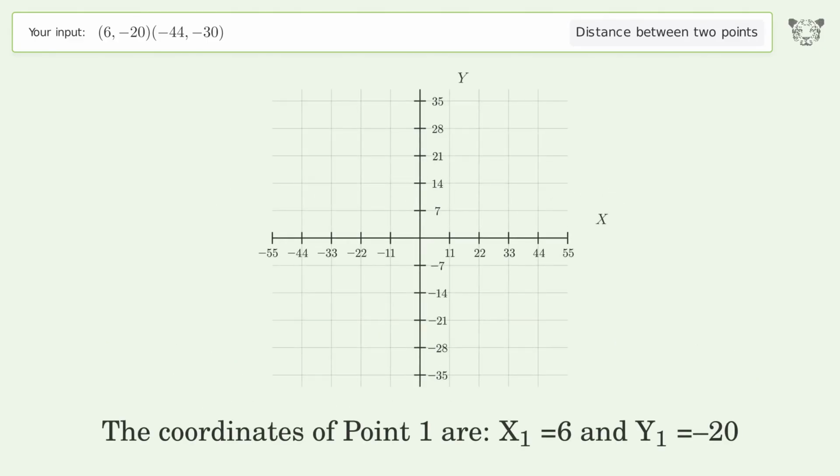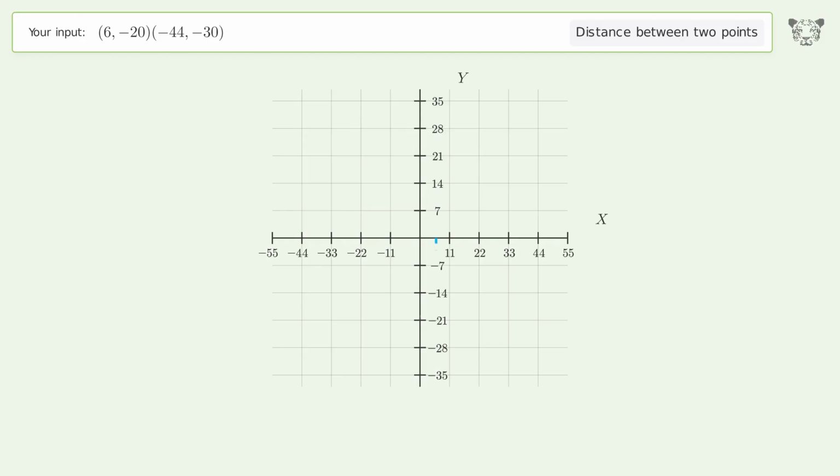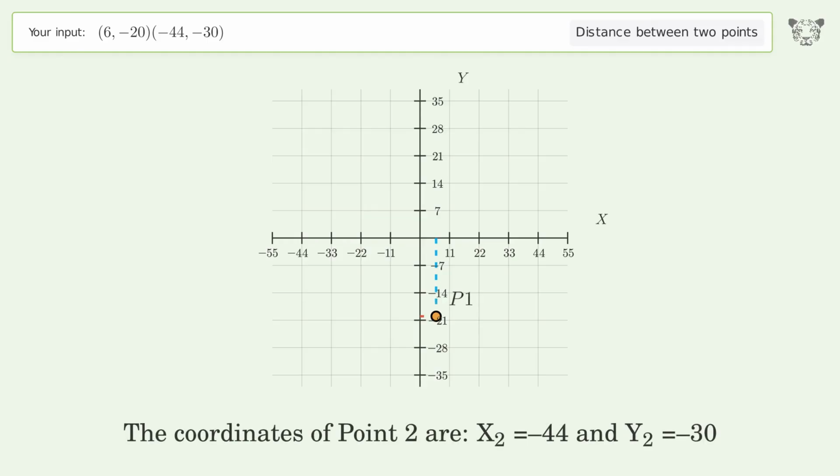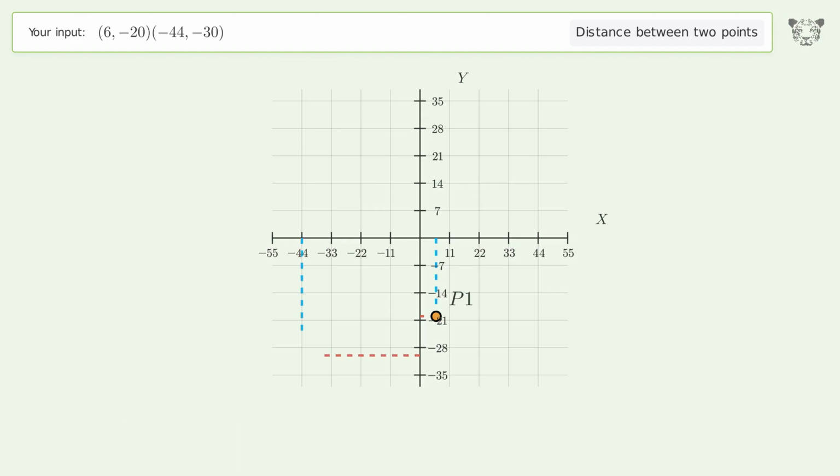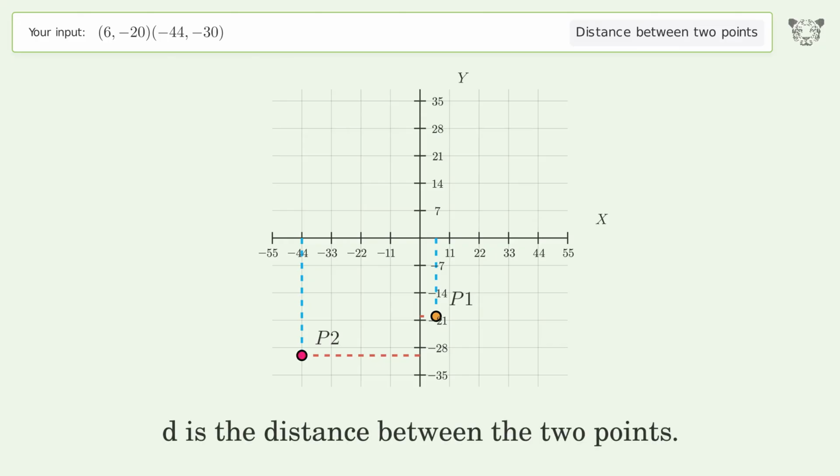The coordinates of point 1 are x1 equals 6 and y1 equals -20. The coordinates of point 2 are x2 equals -44 and y2 equals -30. D is the distance between the 2 points.